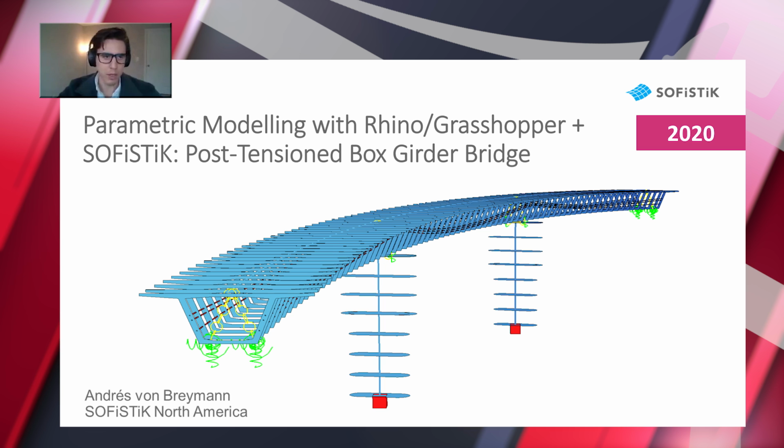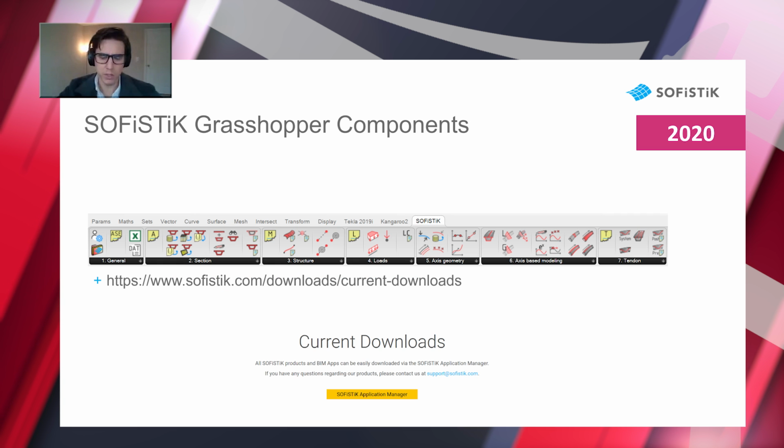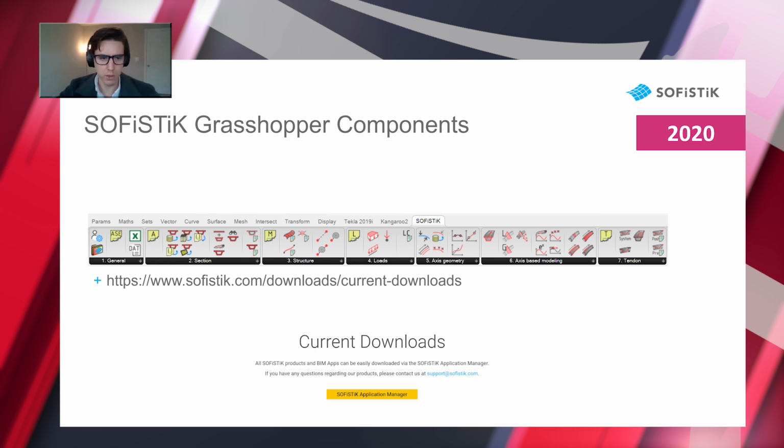So the topic for today is parametric modeling with Rhino, Grasshopper, and SOFiSTiK, and I want to show you guys this example of a post-tension box girder bridge. These are the components that you can see here on the screen. These are the SOFiSTiK components that I will be showing and using. You can download these components from our website, just following the link that you see on the slide.